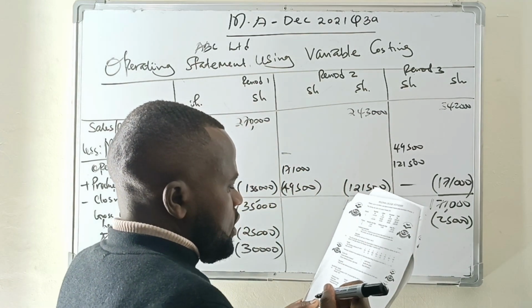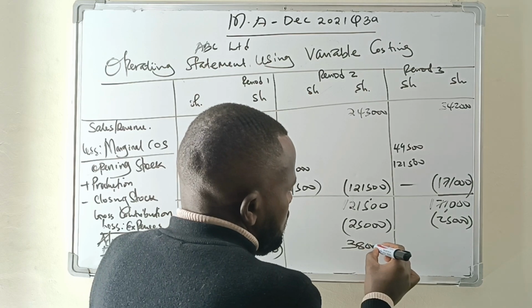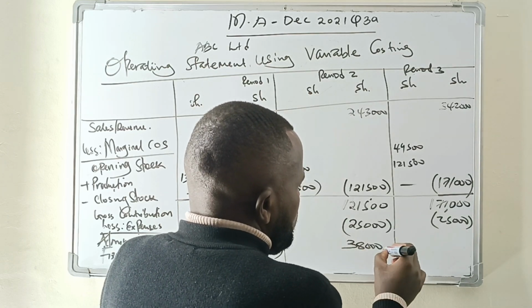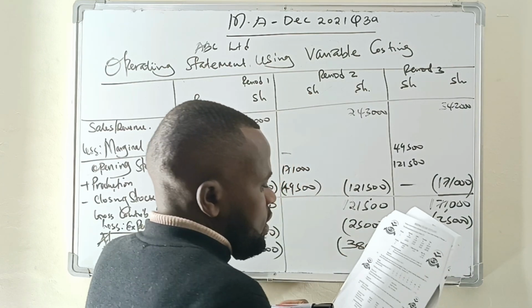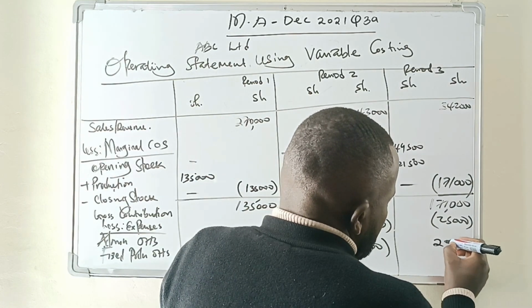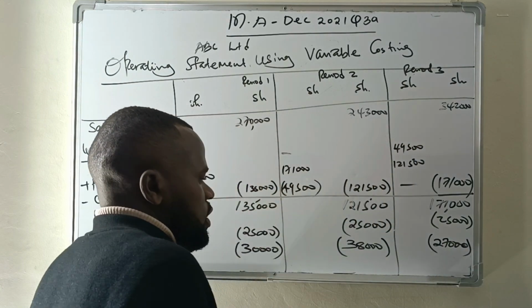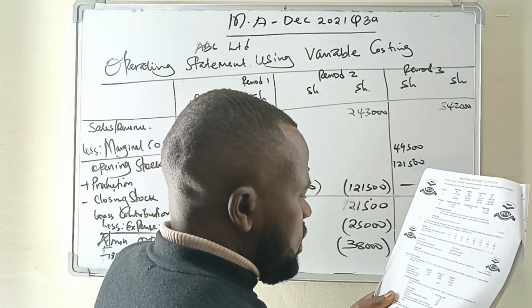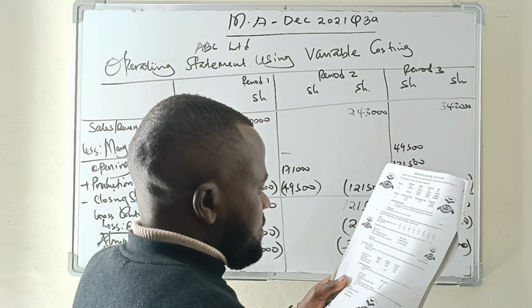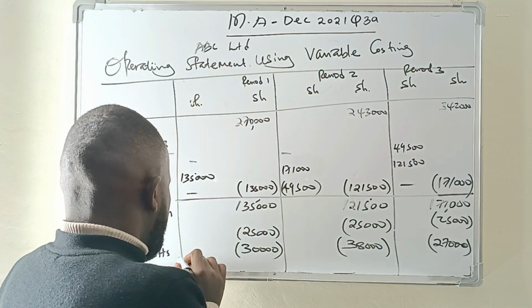The next one is 38,000 shillings because we produced 38,000 kgs times 1. Then the other one is 27,000 because we produced 27,000 kgs times 1, which is 27,000 shillings. There are no other costs. Then that will bring us to the end of our question, Roman 1.